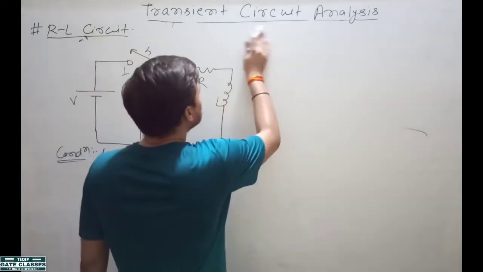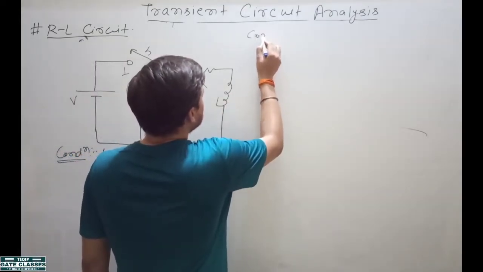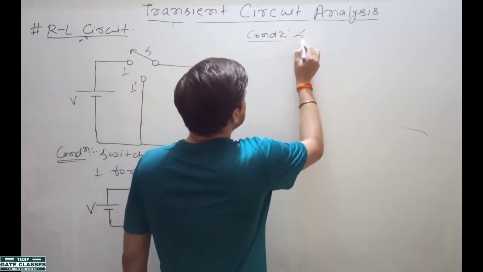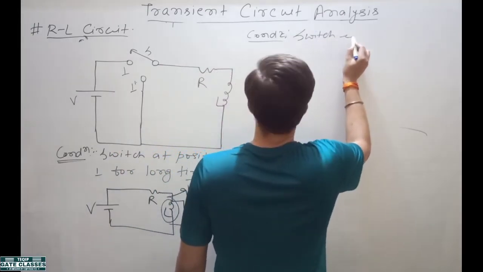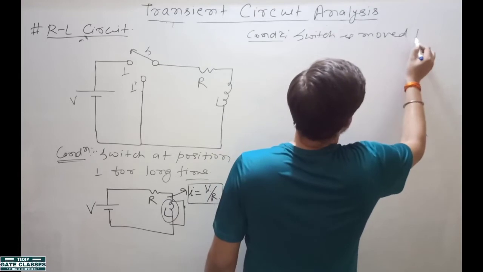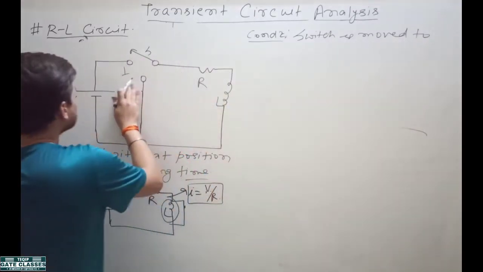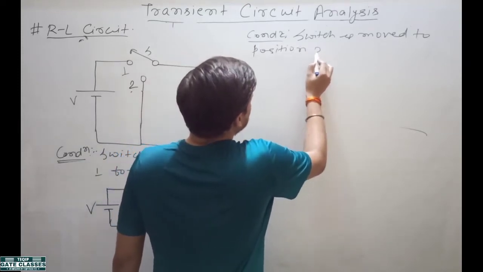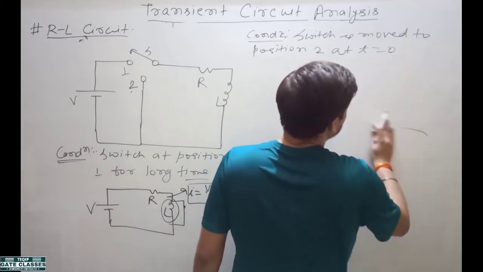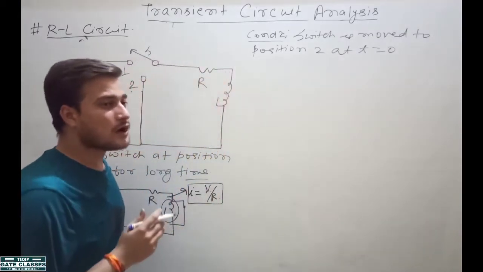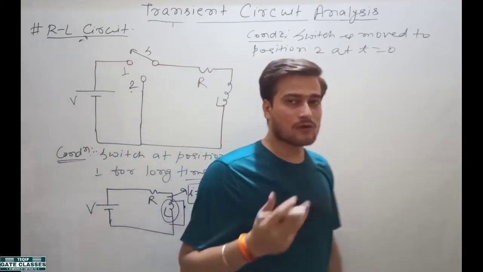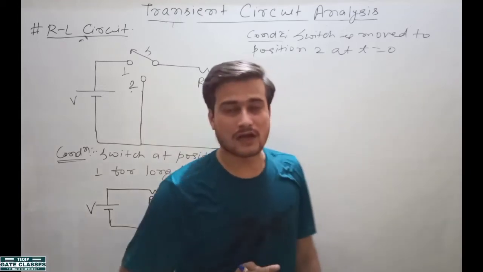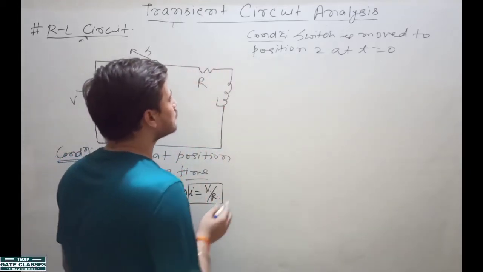Next come to the second condition. Condition 2. The second condition is that the switch is moved to position 2 at t equal to 0, suppose this is 1 and this is 2. That means before t equal to 0, the switch was at position 1 for a very long time. Now the switch has moved to position 2 at t equal to 0.